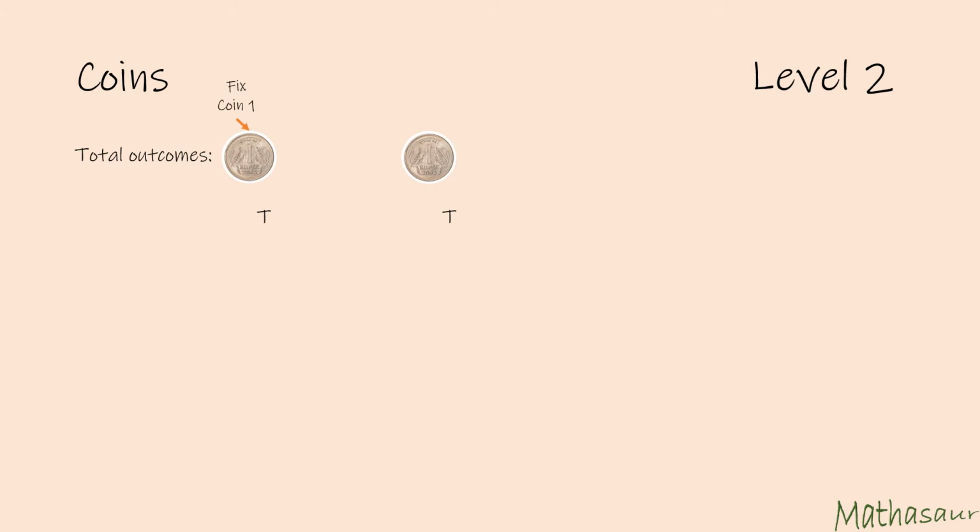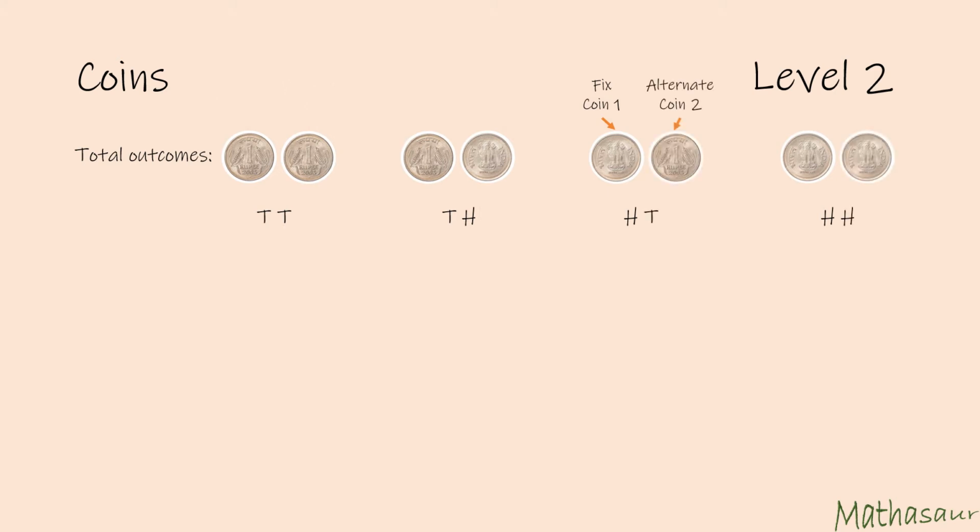Let us fix coin 1 first. Let us fix it at T. Now the second coin could give me a T or an H. So my outcomes can be read as TT or TH. Now let us change the first coin to H. And let us change the value of the second coin. So the other two outcomes would be HT or HH.